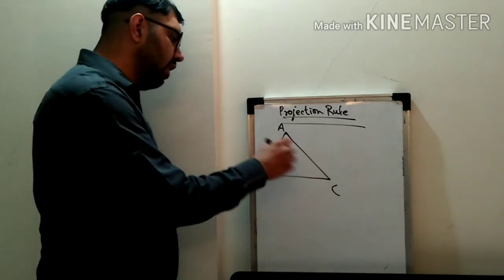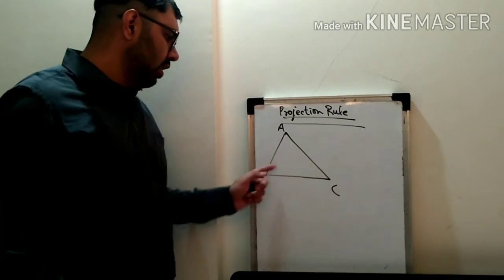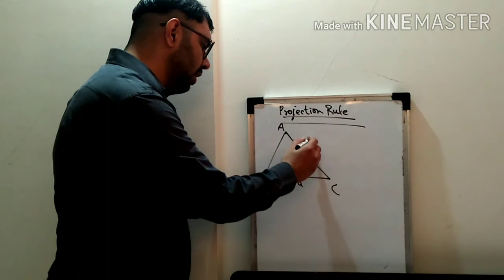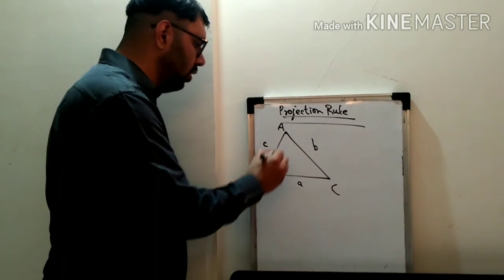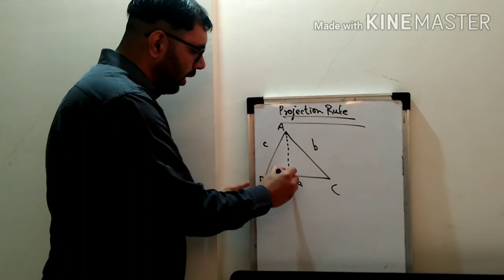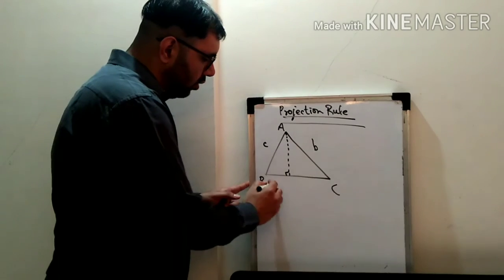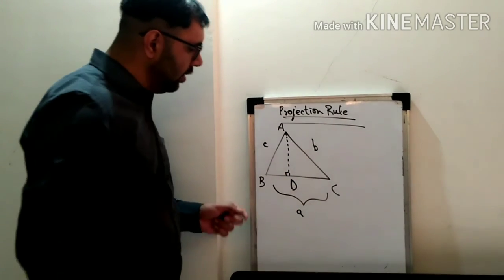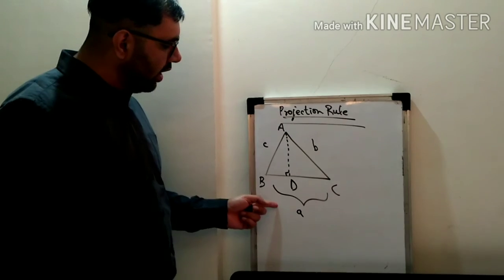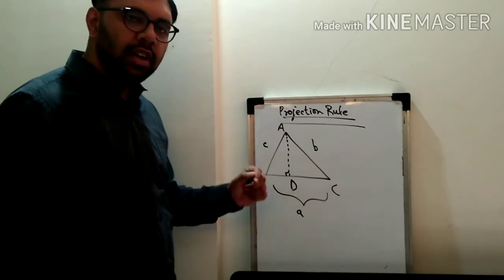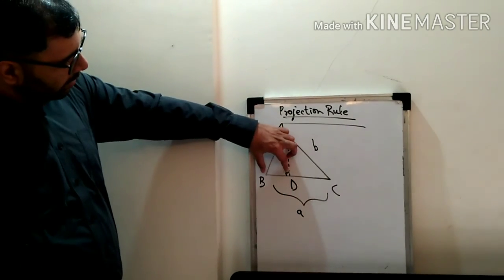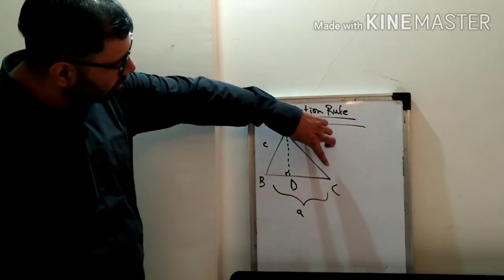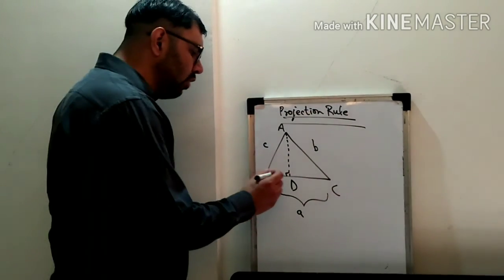Taking the standard notation, small a is opposite to capital A, small b opposite to capital B, and small c opposite to capital C. If this point is D, and I want to write small a in terms of c and b, I will try to express this length in terms of this length, and this length in terms of this length. For that I need to take projections.